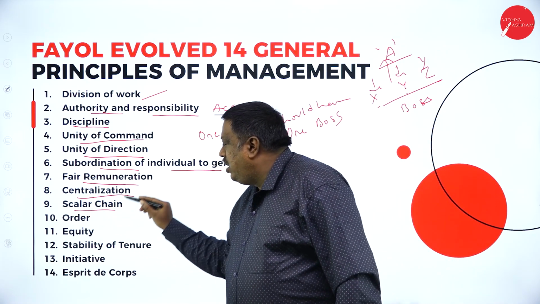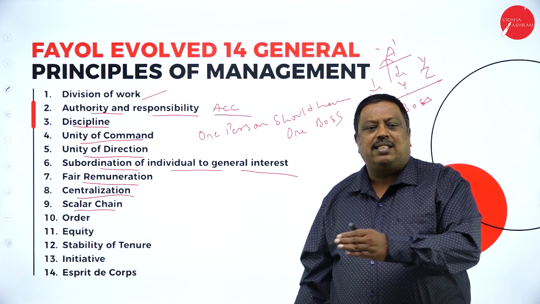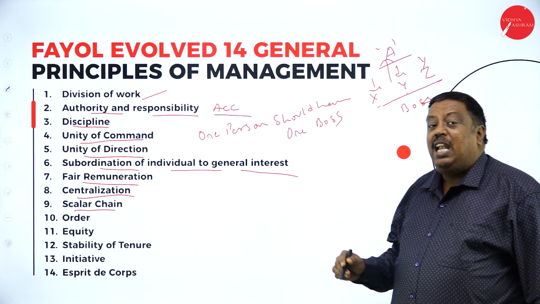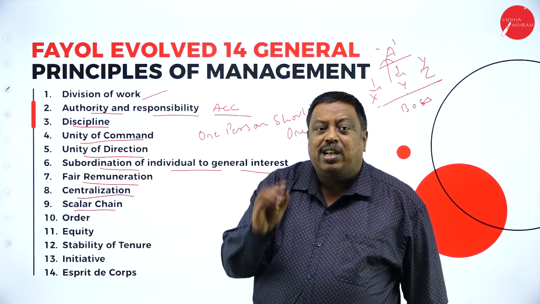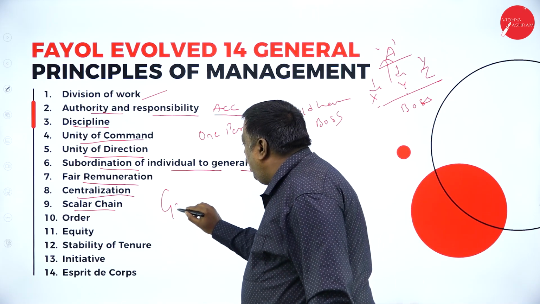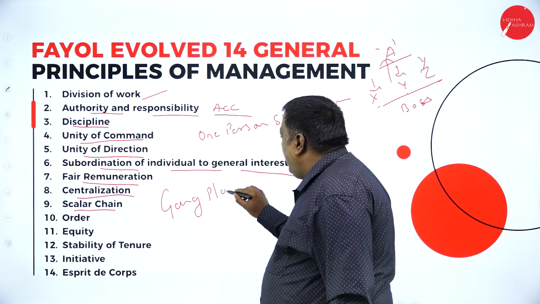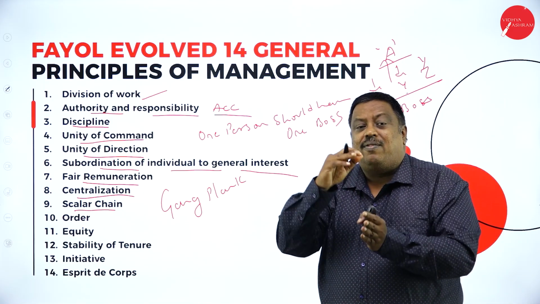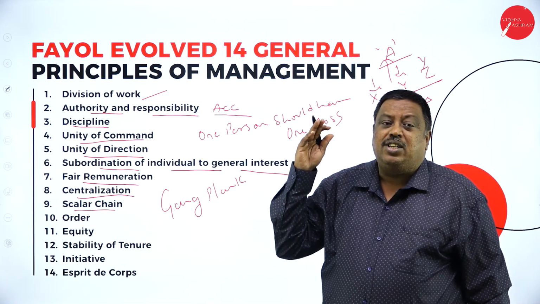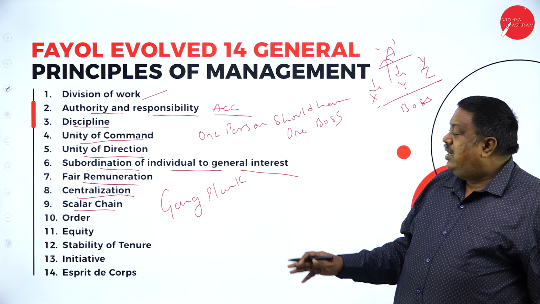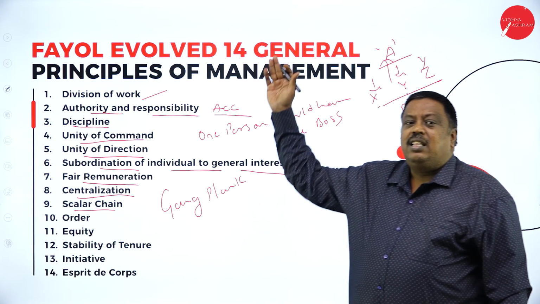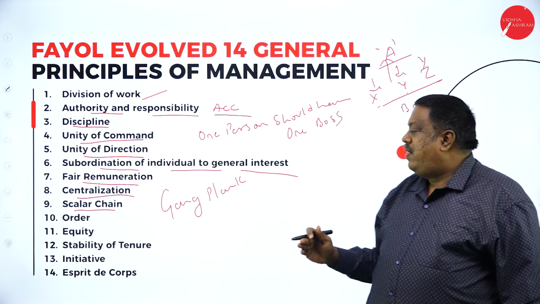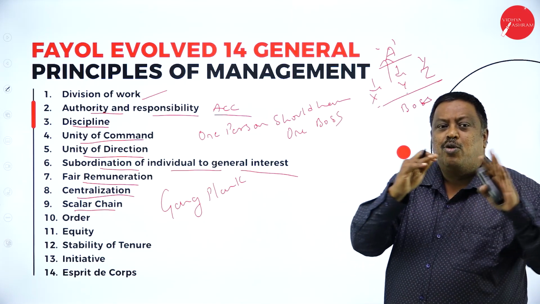Scalar chain communication. Again, here the communication has to pass from top level to lower level. Only in certain emergency cases can they have the concept called gangplank. Gangplank is nothing but communication passing directly only if there is an emergency or required part; or else the communication has to pass from top level to middle level to lower level. The work will go in a smooth manner here.